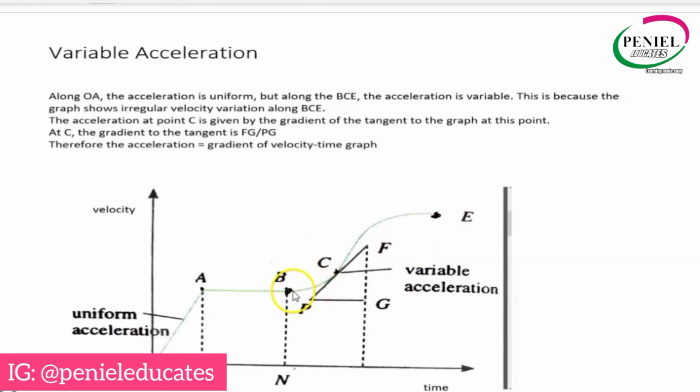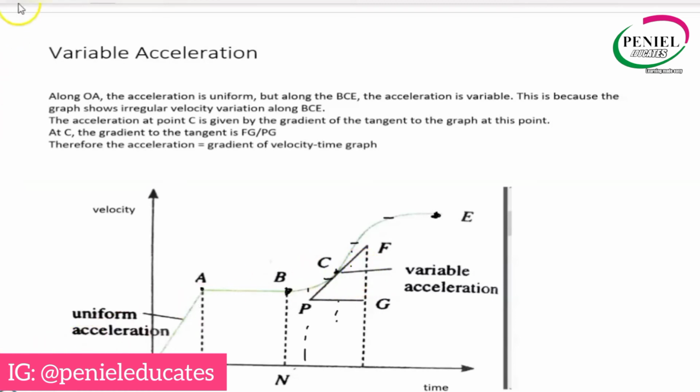Because we have different velocities here, different from the velocity here, and it's not increasing with equal amounts of time. Take the time here, it's actually different from the time here. It's not increasing with equal amounts of time. So we have a variable acceleration. Okay, let us move on.